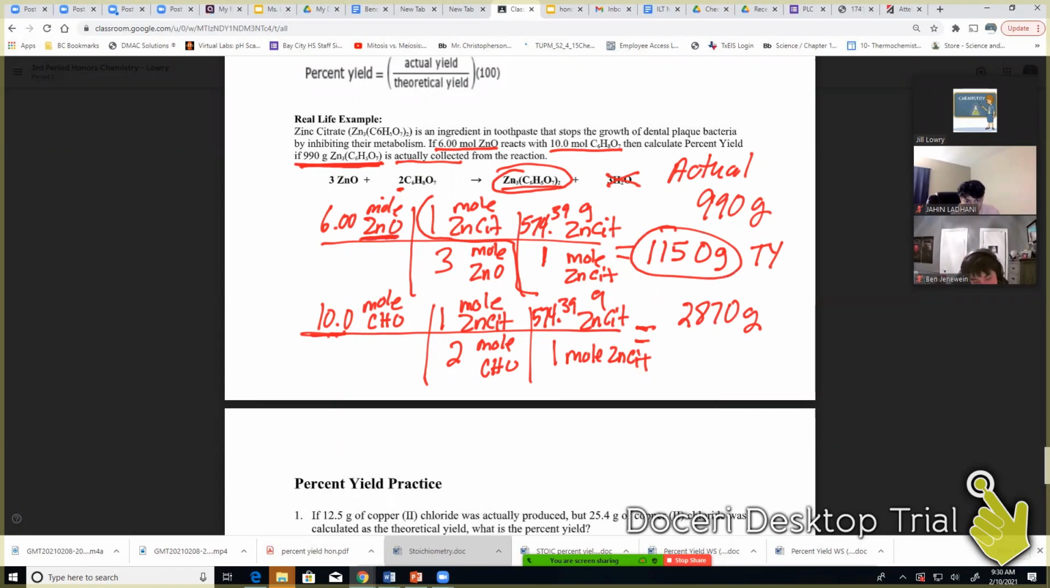So now I get to do the easy part of the problem. So my percent yield is going to be my actual, which was given to me in the problem, divided by my theoretical, which I had to work for, and multiply by 100. That actual only had 2 sig figs, the 990, so my answer could have only 2 sig figs. So I got 86%.